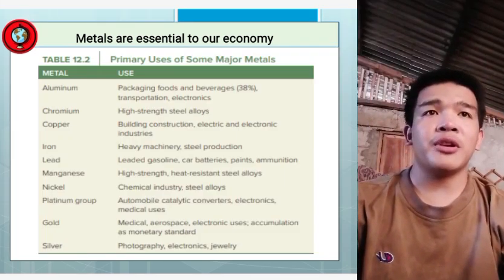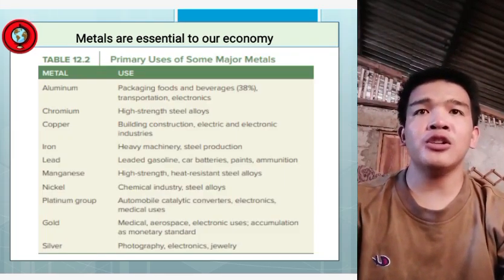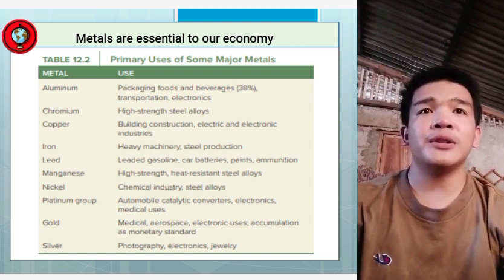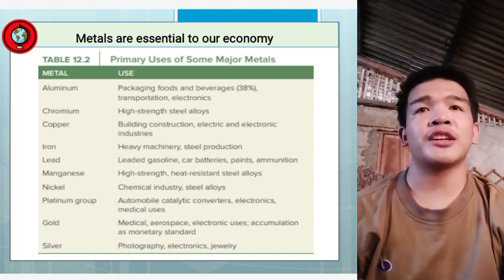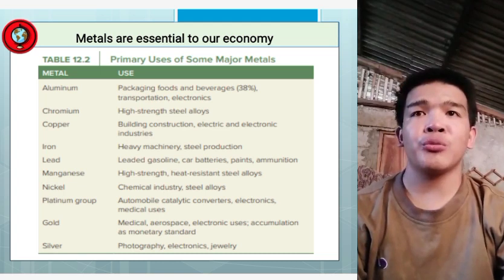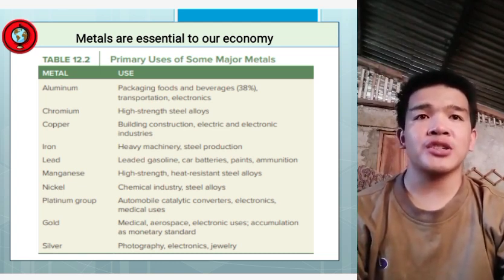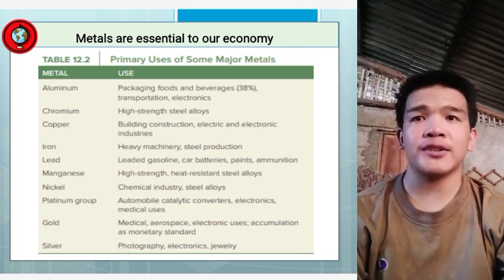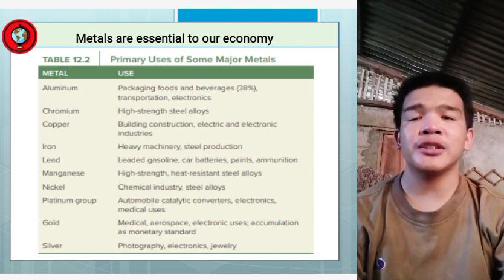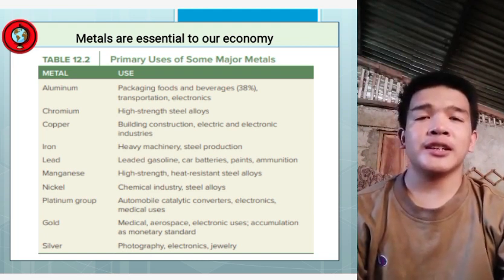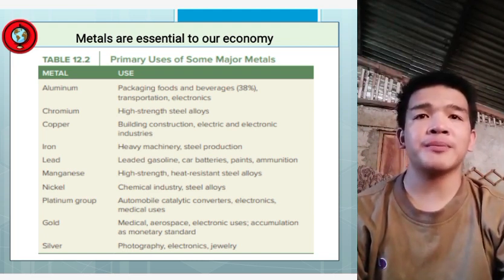Primary use of some major metals. Aluminum: packaging, food, beverage, 38% transportation, electronics. Chromium: high-strength steel alloys. Copper: building, construction, electric and electronic industry. Iron: heavy machinery, steel production. Lead: lead gas, gasoline, car batteries, paints, ammunition.